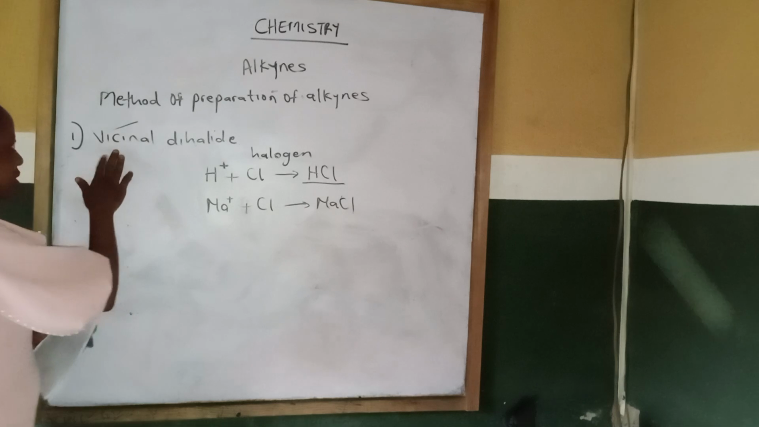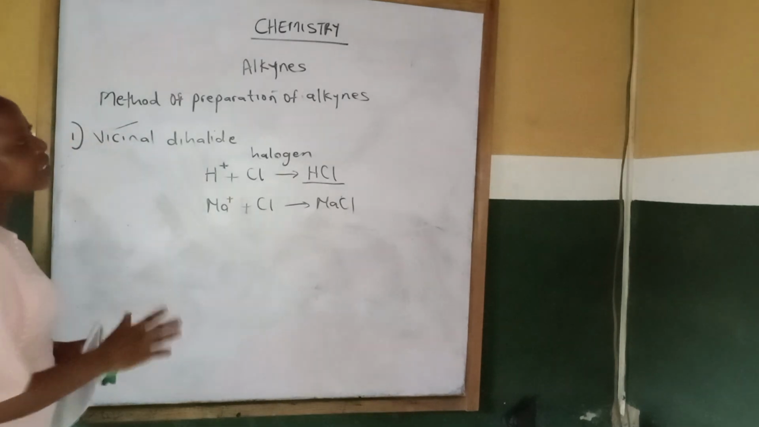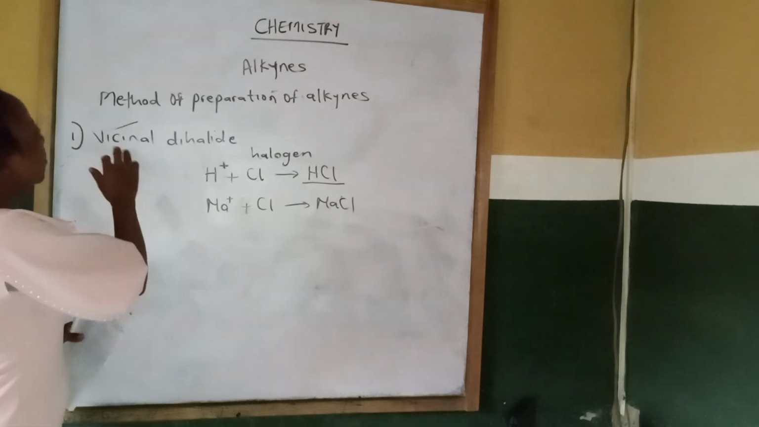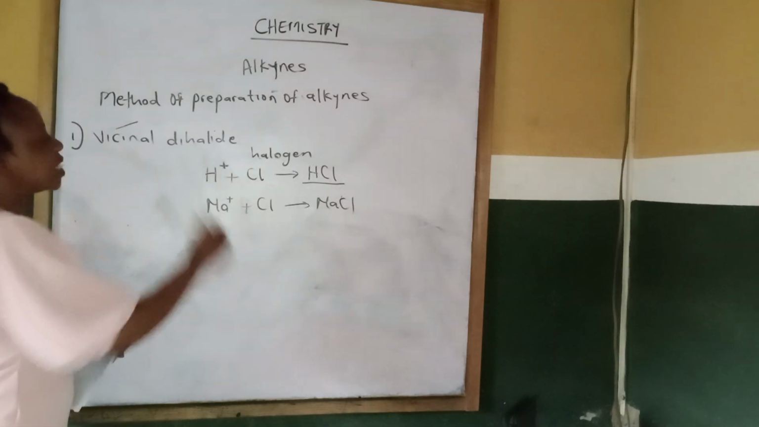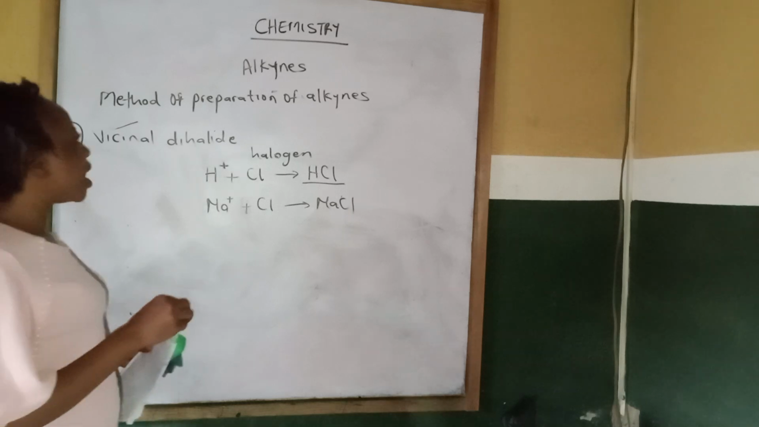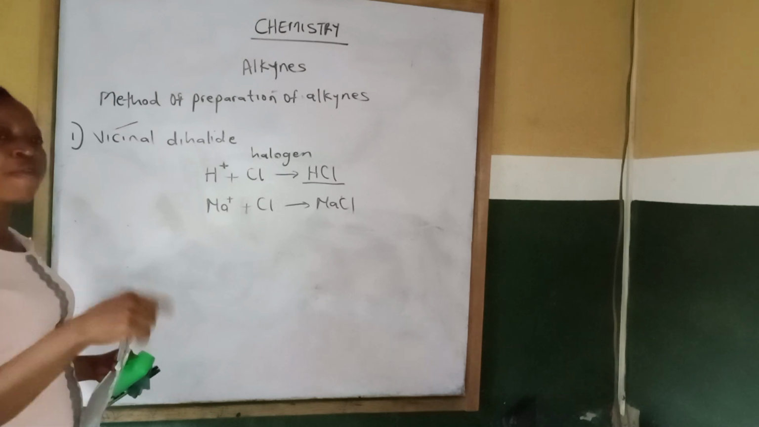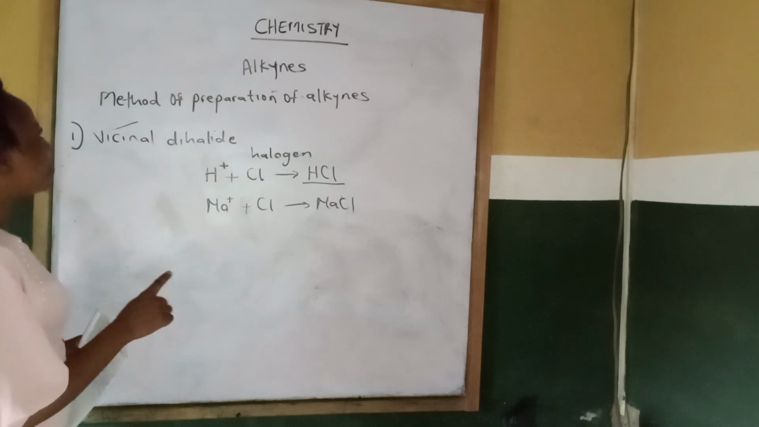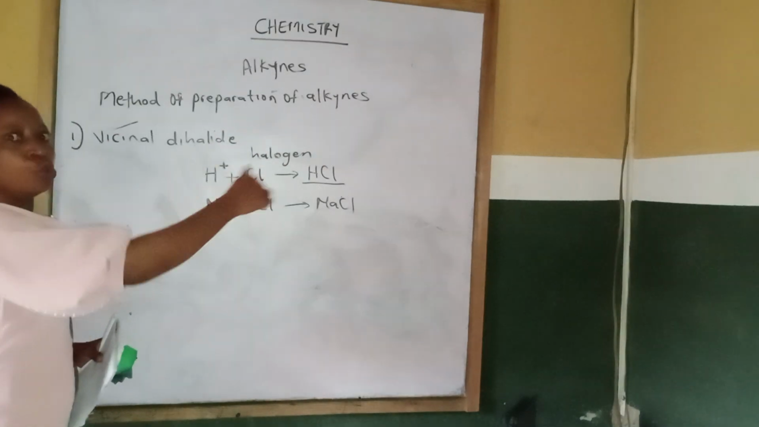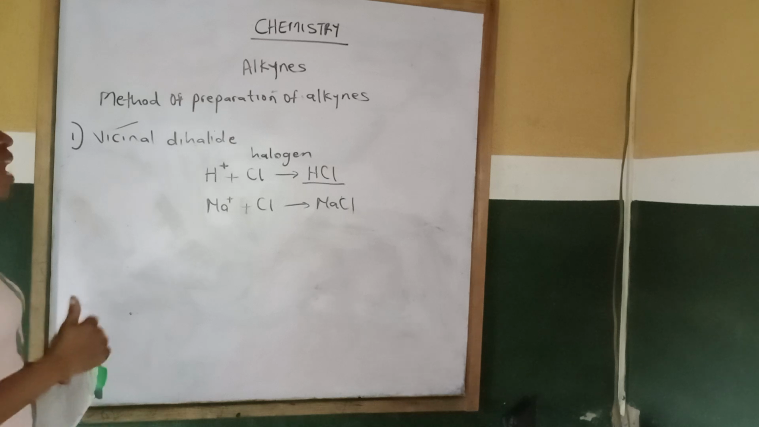So let's come back to the first method of preparing alkyne, from vicinal dihalide. The root of this preparation is alkane. For you to prepare any member of alkyne under vicinal dihalide, your starting material will be an alkane.